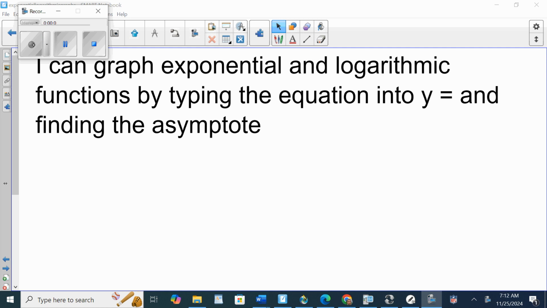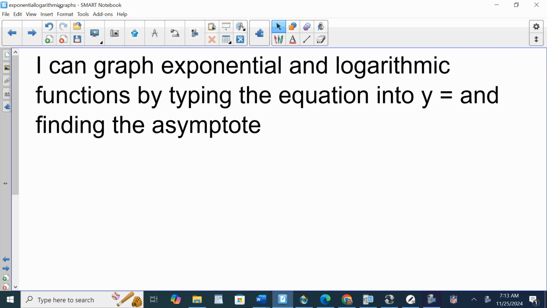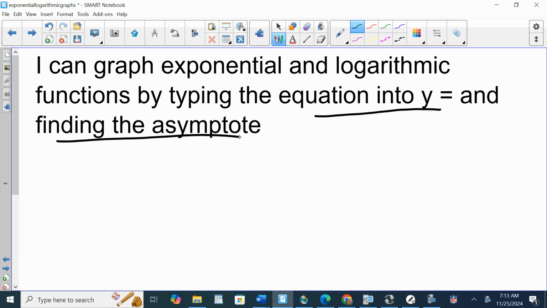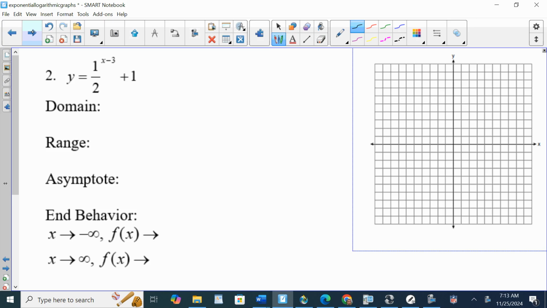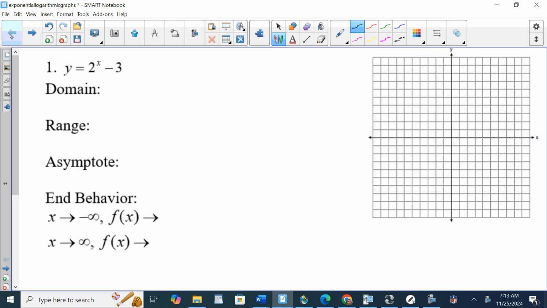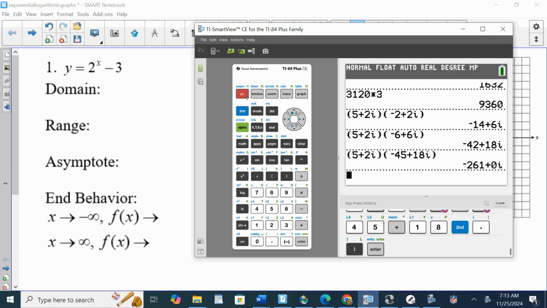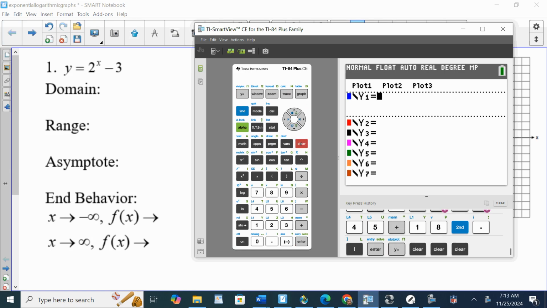Hello everybody. Today I can graph exponential and logarithmic functions by typing the equation into y equals and finding the asymptote. Let's get right to it. Number one, y equals 2 to the power of x minus 3. To graph anything, I go to y equals, I type in the equation 2 to the power of x minus 3, and I go to my table.